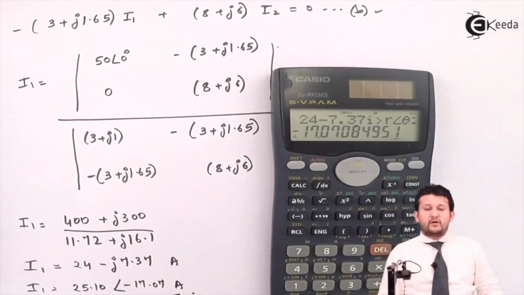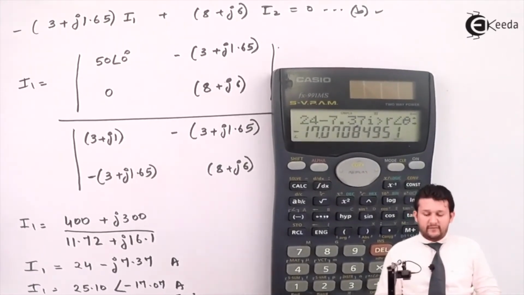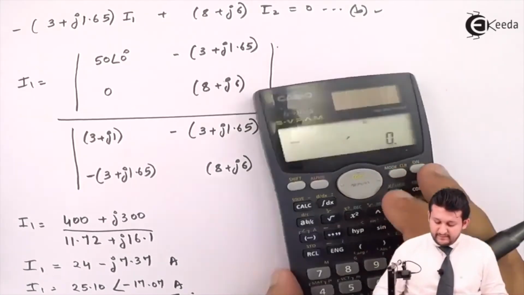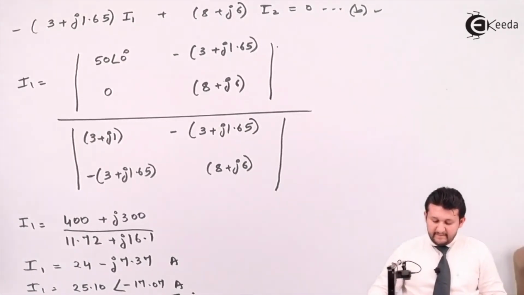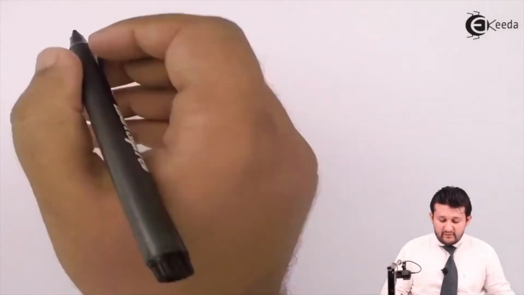So now let's solve the same procedure for I2. This will be again using the same two equations. Let's go for I2.